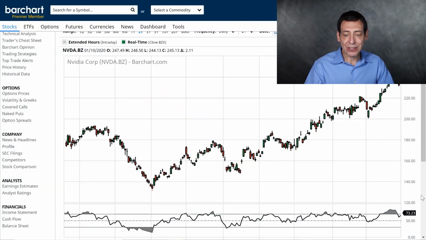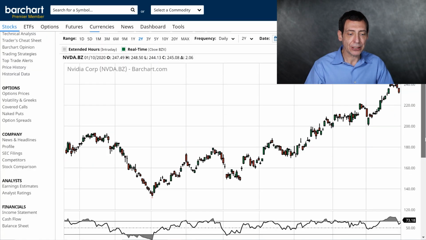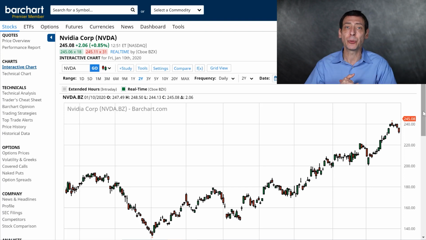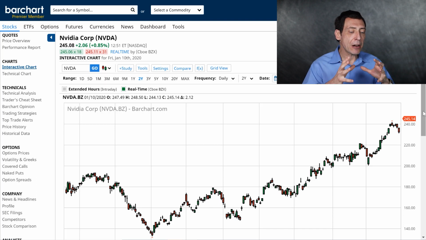So, this is an example. What we're looking at right now is a chart of Nvidia. I'm almost definite that most of you have heard of Nvidia. It was one of the wildest stocks of 2018 and partly 2019. The stock was one of the greatest. They make hardware for computers. They make graphic cards, and they are on a tear right now, and I mean on a tear.